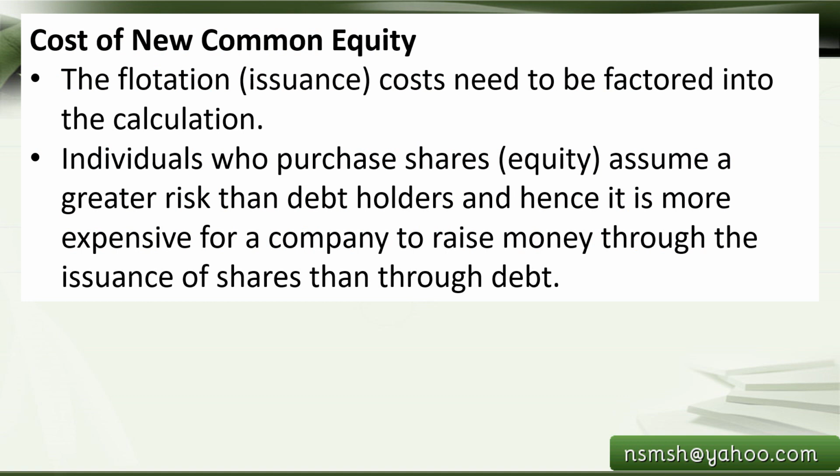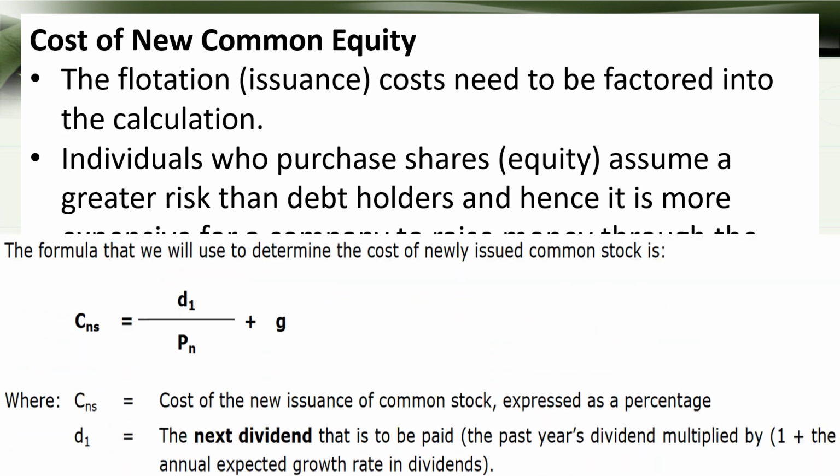So for the cost of new common equity, the flotation cost needs to be factored into the calculation. So it has to be included. Individuals who purchase equity shares assume a greater risk than debt holders, and hence it is more expensive for a company to raise money through the issuance of shares than through debt. So that is that. With this understanding, let's see the calculation formula.